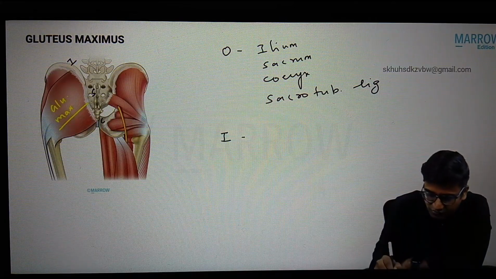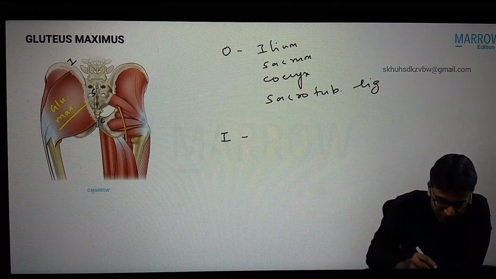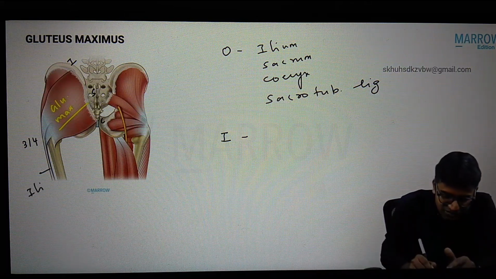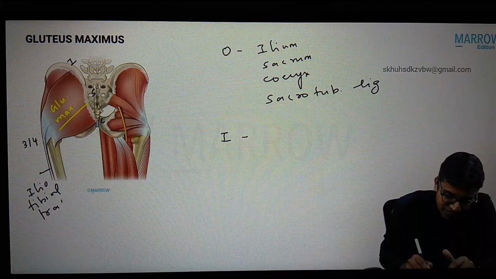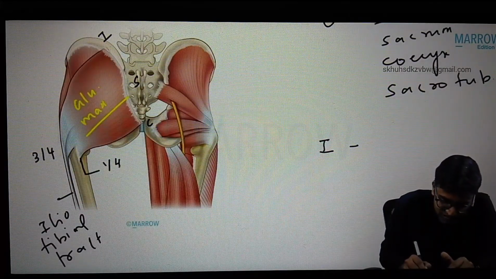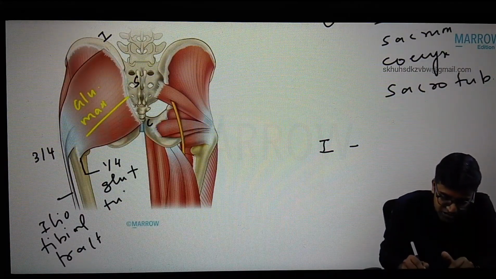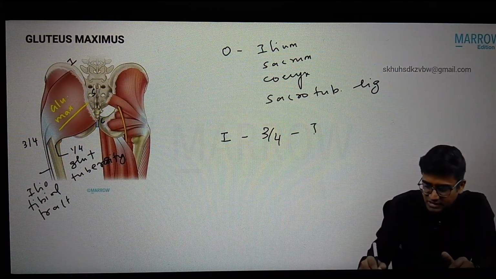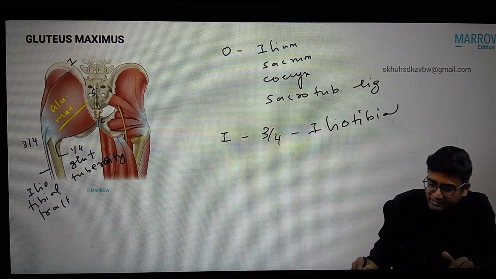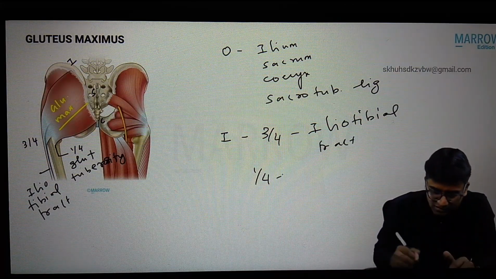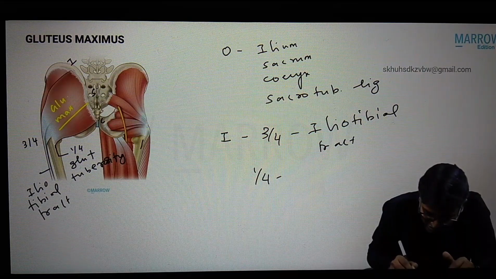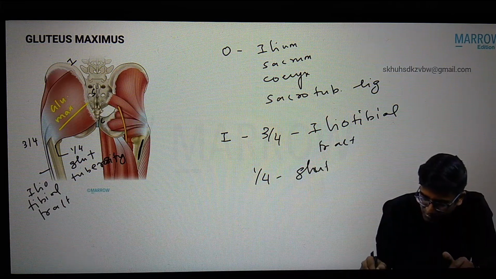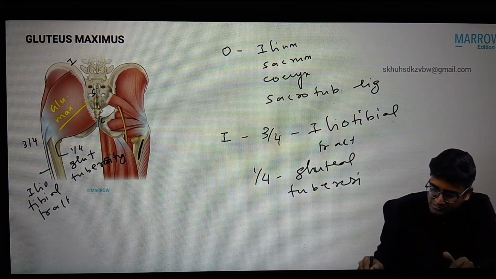Okay. Now insertion of gluteus maximus muscle. Now 3/4 of the muscle is attached to this point. What is that? That is the iliotibial tract. And 1/4 of the muscle is attached to the gluteal tuberosity. Okay. So insertion, 3/4 of the gluteus maximus muscle attached to the iliotibial tract, and 1/4 of the muscle attached to this point. Can you see the tuberosity here? This one. This is the gluteal tuberosity.